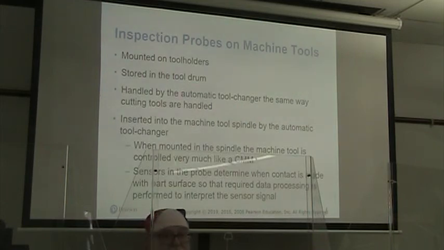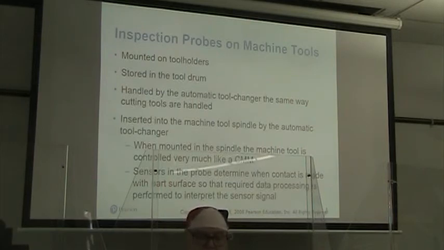Now we can also have inspection probes on machine tools. These can be mounted on the tool holders, stored in the tool drum, and they can be handled by our automatic tool changer in the same way that cutting tools are handled. So we insert them into the machine tool spindle with the automatic tool changer.